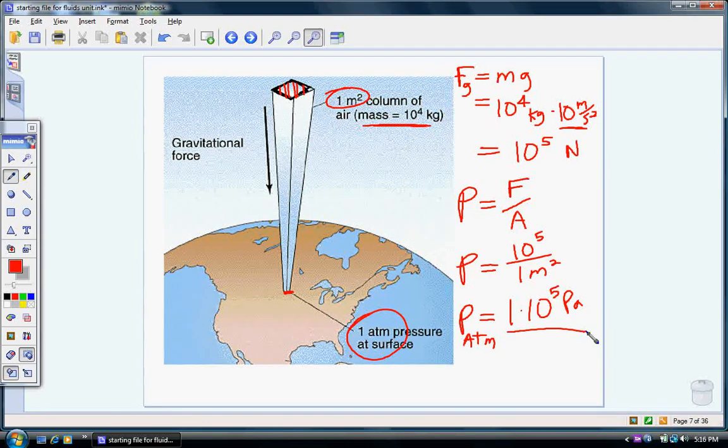In English units, it's equal to 15 pounds per square inch. So that means 15 pounds of force is exerted on every square inch of your body due to the air pushing up against it. It's quite amazing if you think about it.